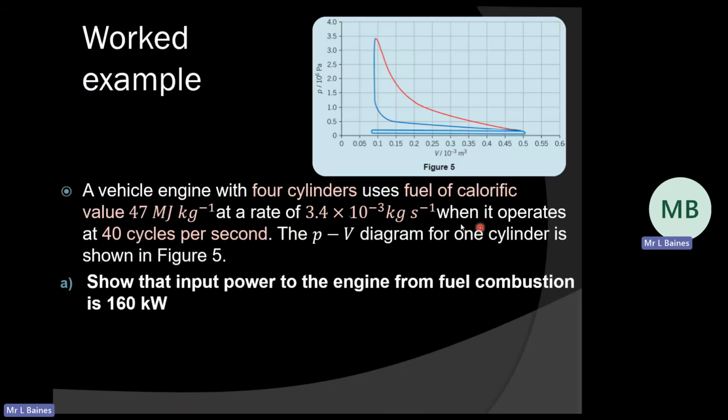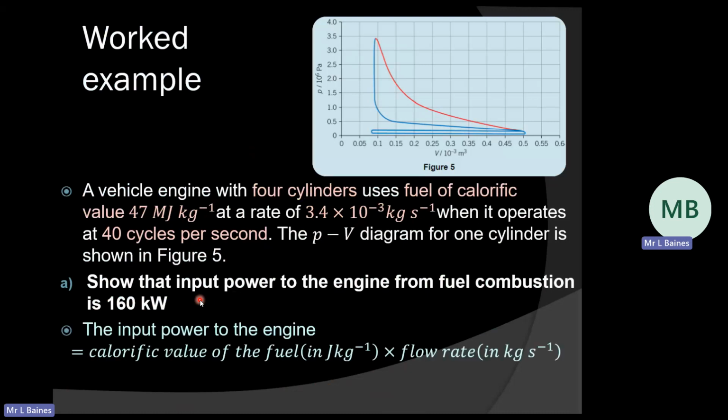We've got the PV diagram, all right? So we've got this kind of indicated power. And what we need to do is work out the input power from the engine. Okay, what's going to be important here? Well, I know that my input power is based on fuel. So I've got calorific value of the fuel times my flow rate. Nice and simple, drops out 160 kilowatts. All right, so I'm multiplying.